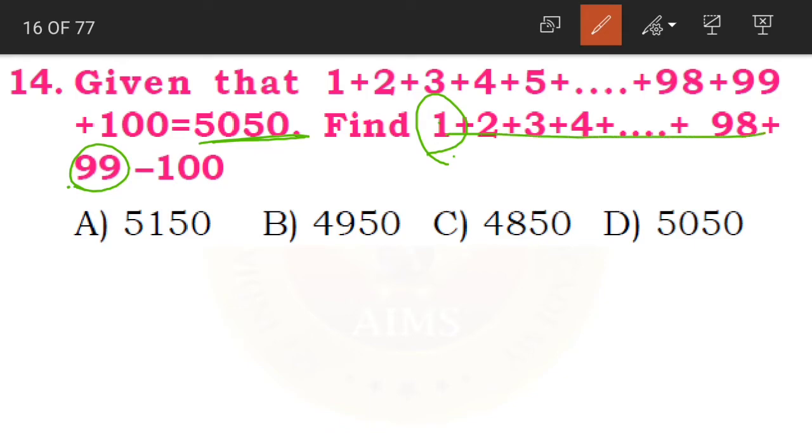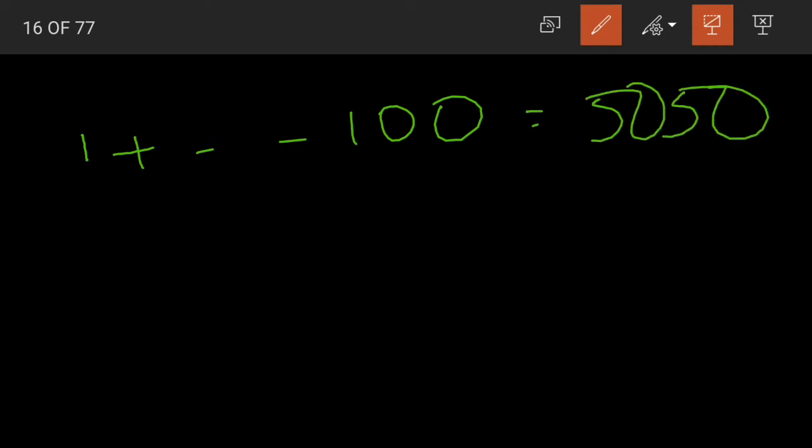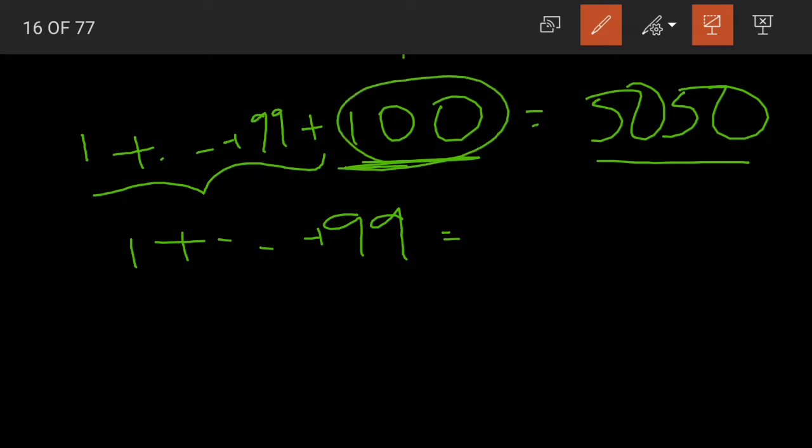Now we need not add all these numbers, children. If you look here, we are already given the sum of numbers till 100. But in the question, what should we find out? Till 99 only, right? See, I am having 1 till 100, that is equal to 5050. But what do we need to find out in the question? We need to find out the sum of numbers only till 99. Yes, children, we need not find 100. So from the sum what will we do? We'll remove 100.